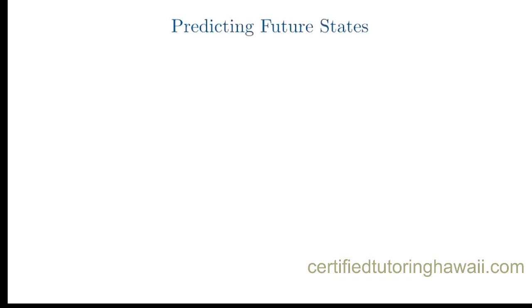What if we want to look further into the future? We can find the state after 2 years, x sub 2, by applying the same process to our new state vector, x sub 1.